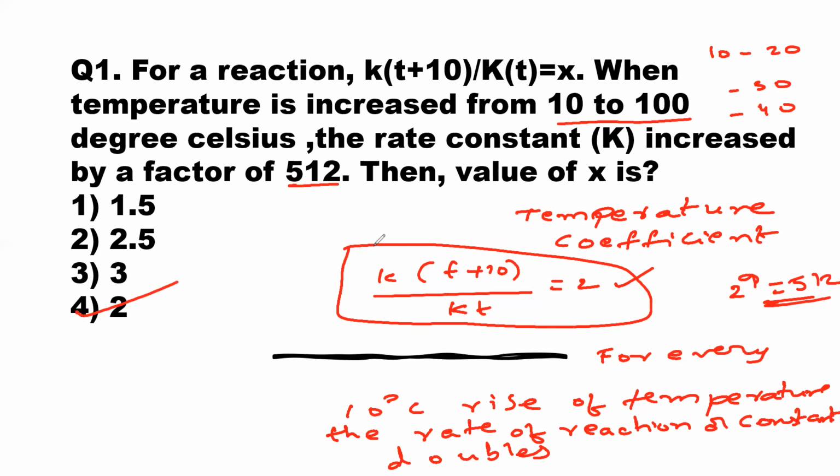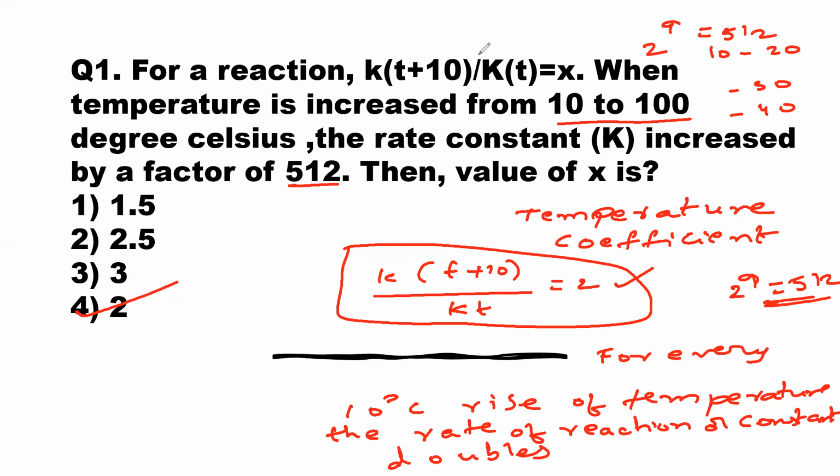So we have to check like this: from 10 to 20, 20 to 30, 30 to 40, 40 to 50, 50 to 60, 60 to 70, 70 to 80, 80 to 90, 90 to 100. How many times is it increased in total? 9 times. 9 times it is nothing but 2 power 9 if you take. Then it is equal to 512. So answer is 2. I hope it is clear.